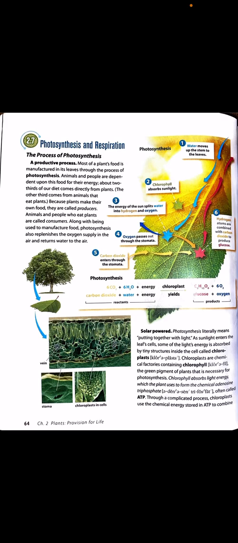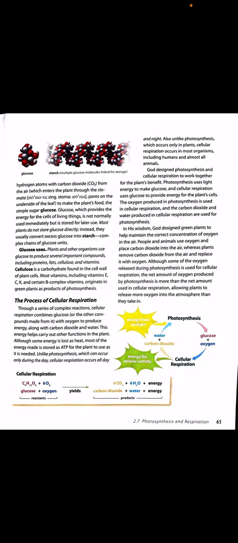Chlorophyll absorbs light energy, which the plant uses to form the chemical adenosine triphosphate, often called ATP. Through a complicated process, chloroplasts use the chemical energy stored in ATP to combine hydrogen atoms with carbon dioxide from the air, which enters the plants through the stomata, pores on the underside of the leaf, to make the plant's food, the simple sugar glucose.